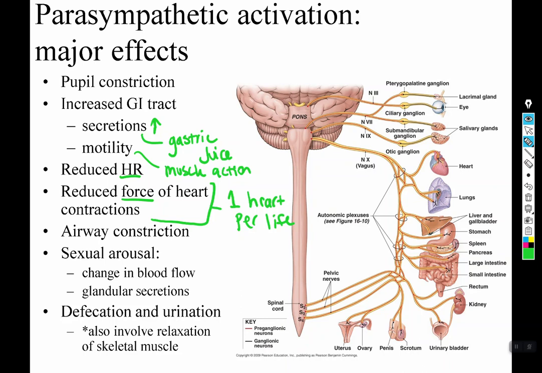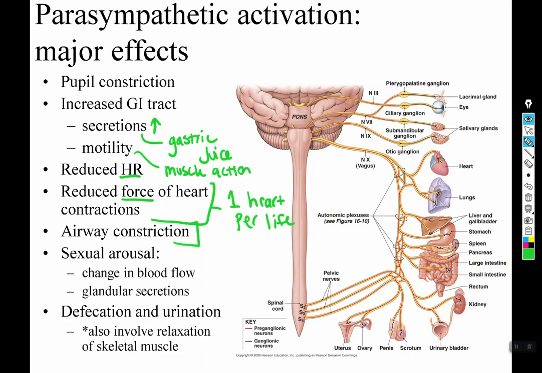Airway constriction. So we don't always want our airway to be maximally open because that's how gunk gets in. And so when we're doing quiet breathing and we're not active and we're not requiring that much oxygen, the airway constricts to provide airflow but limit the intake of particulate matter.